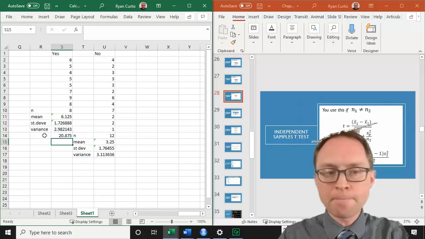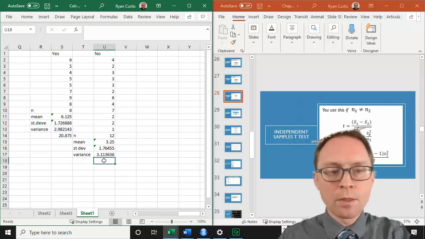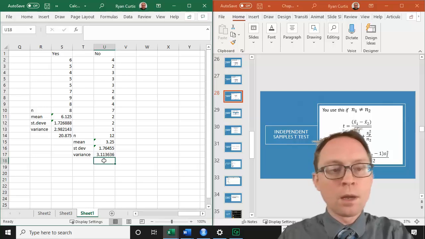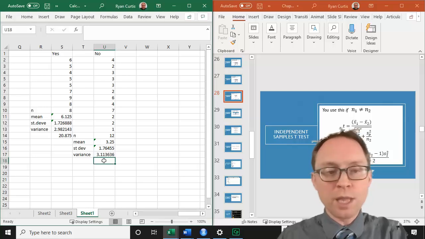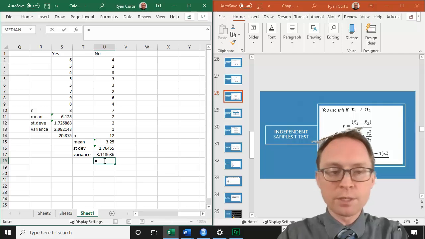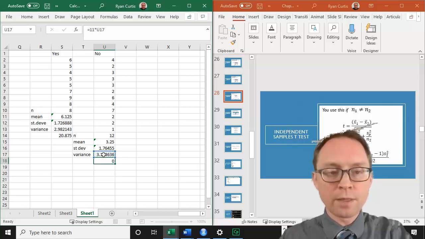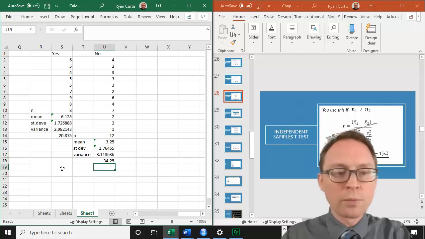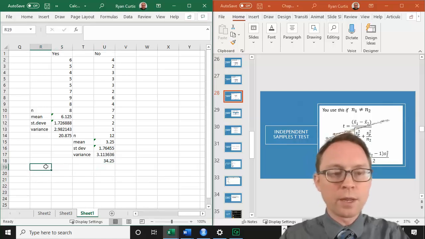All right. This, on the other hand, is going to be 12 minus 1, which is 11. So n sub 2 is 12. There's 12 people who do not play Pokemon Go. So 12 minus 1 is 11 times the variance. So this is going to be 11 times the variance right there. Got it. Good. 34.25.